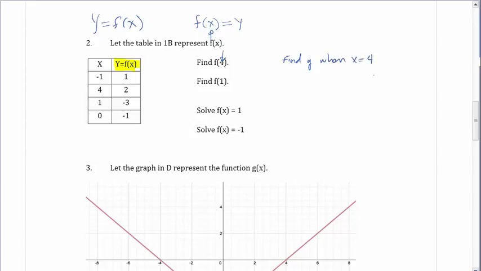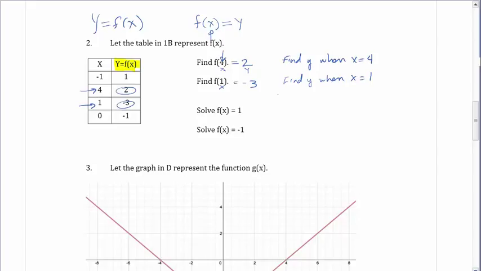So what I'm going to do is I'm going to go over here to my table and I'm going to find an x value of 4, and then I'm going to determine that the y value there is 2. So we'll say f of 4 equals 2. Notice this is the x, this is the y. And in the second problem here, find f of 1, again because this 1 is inside the parentheses, that's an x value. So what I'm asked to find is find y when x equals 1. So I'm going to come down here to x equals 1 and read off the y value, which is negative 3.